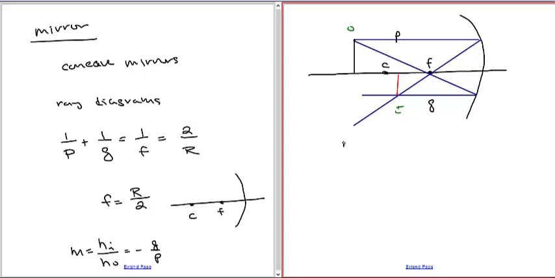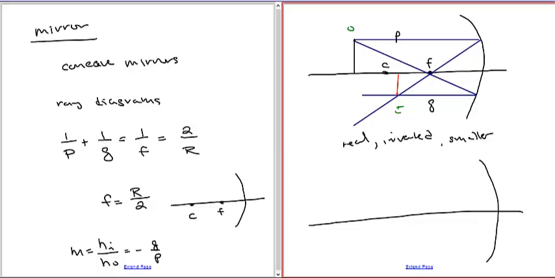So what we'd say, in this case, is real, inverted, smaller. So that's what the image is. It's real because it's on the same side as the object. It's inverted because it's upside down. Smaller because of the magnification. So that's the first scenario.